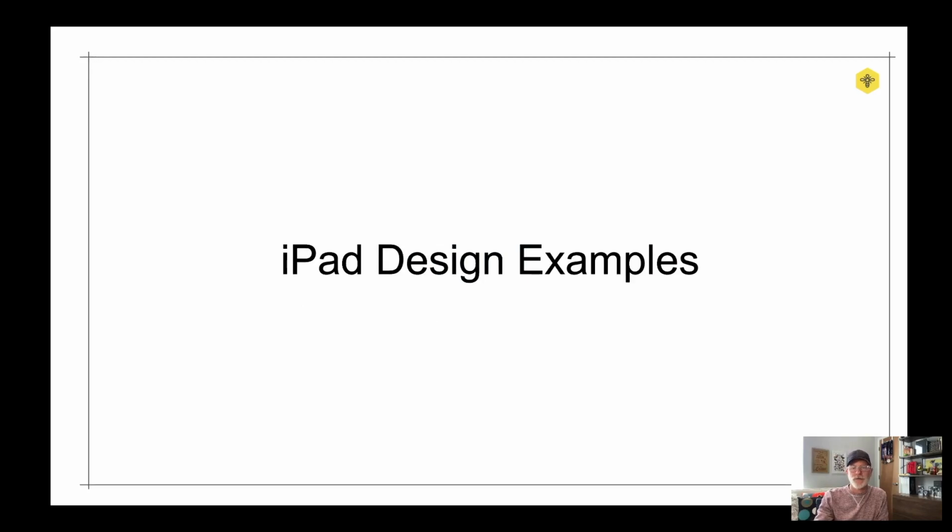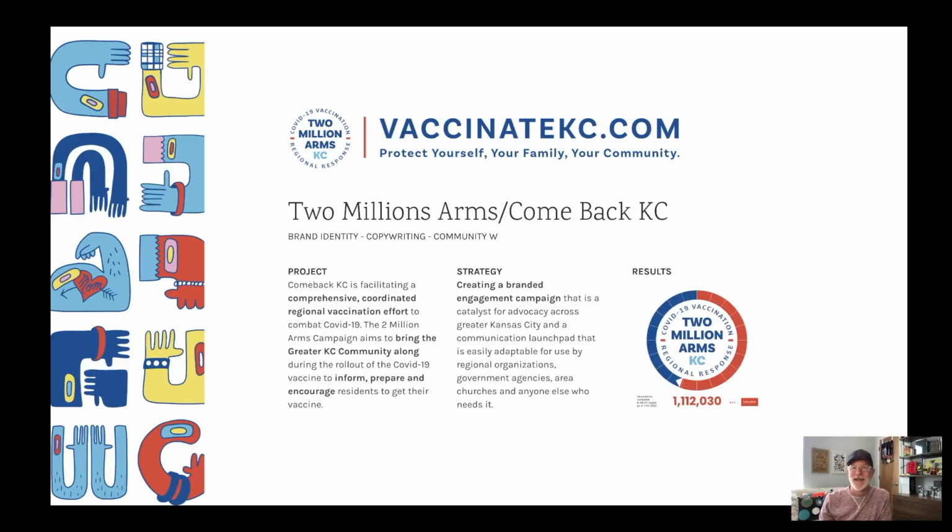So first I want to go through some iPad design examples that I've recently done. I'll go through them one at a time. The first one I want to share with you is a project we recently did for VaccinateKC.com. This was a regional initiative to get shots in people's arms and reaching herd immunity. It takes 2 million arms in the Kansas City region. I think that's like 70% of the population until everyone gets vaccinated.